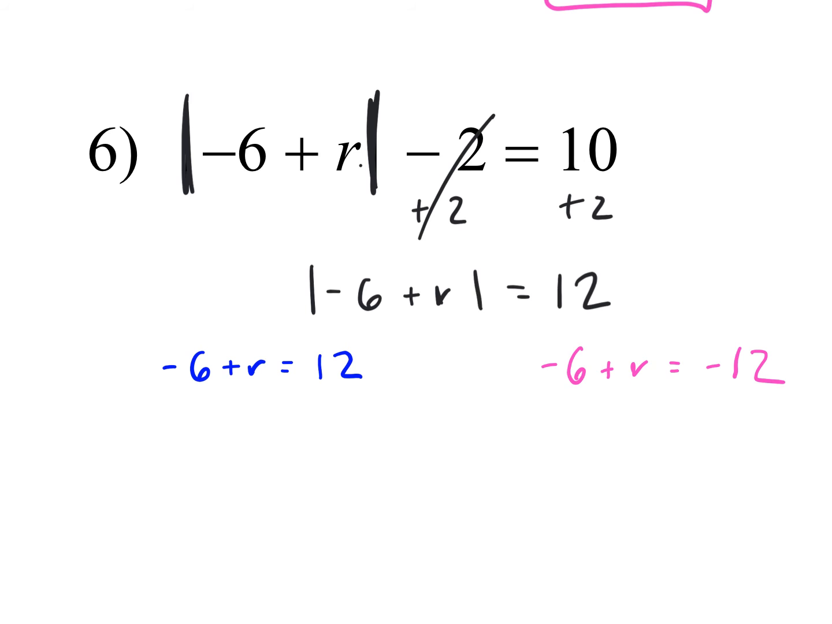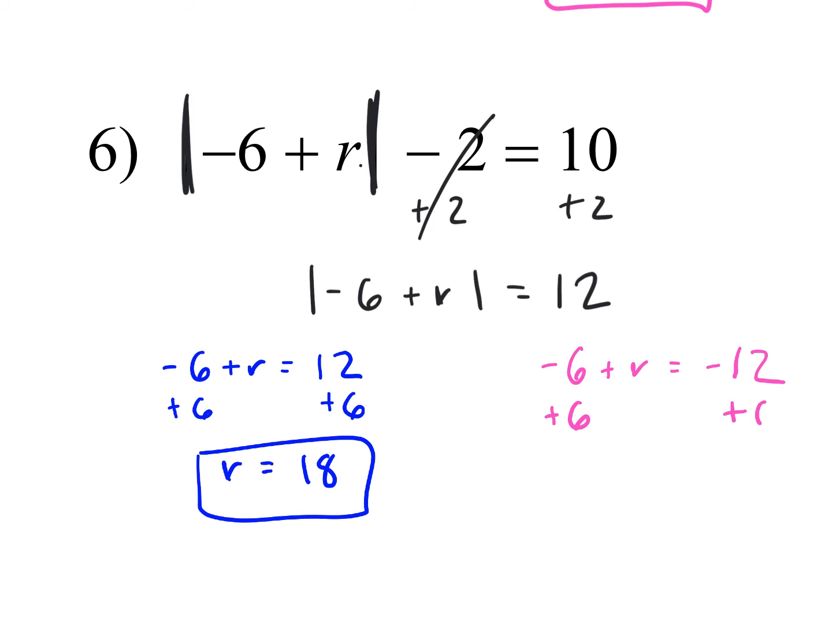What should I do? Awesome, add 6. So it's 12 plus 6? 18. So that's one answer. Second equation, I'm going to do the same thing. Add 6. So it's negative 12 plus 6? Negative 6. That's my second answer.